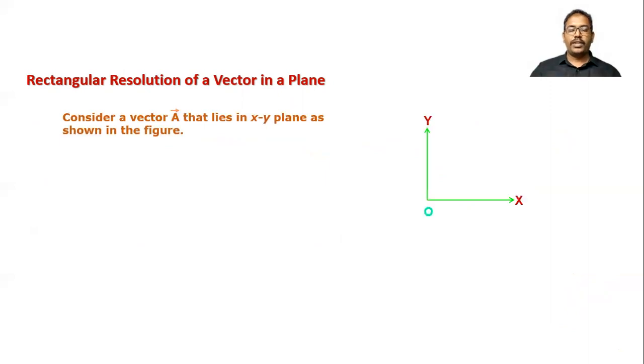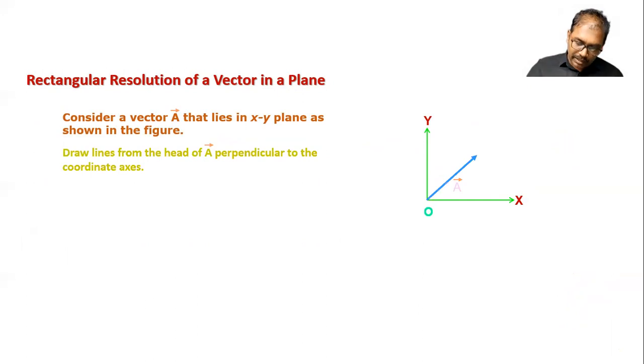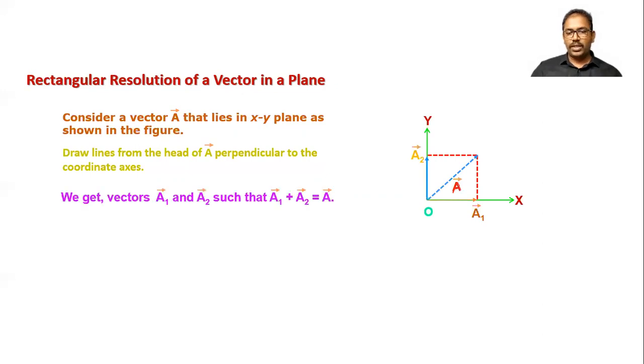So rectangular resolution of a vector in a plane. We consider A bar, which is lying in the XY plane. We can see here this is A bar, and this is the x-axis, y-axis. They are lying in the XY plane. Draw a line from the head of A bar perpendicular to the coordinate axis. Then we can resolve this A bar into two, A1 bar and A2 bar. So we can write here A bar is equal to A1 bar plus A2 bar.